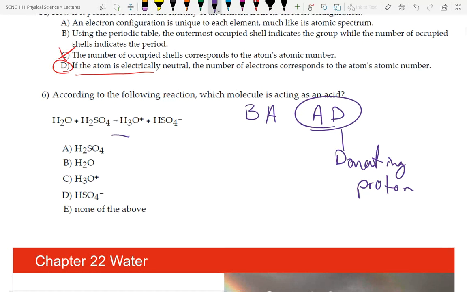So by virtue of the arrow going to the right, the one that's donating the proton has to be something that's on the left-hand side. If the arrow is going the opposite direction, then we consider the ones on the right. So my answer is going to have to be either, well, one of the first two. And then we say, okay, which one's donating a proton? That means it has one less hydrogen on the right side than it had on the left side. This one has one less hydrogen. So that means that the one that donated it was this here. And so that there was sulfuric acid.